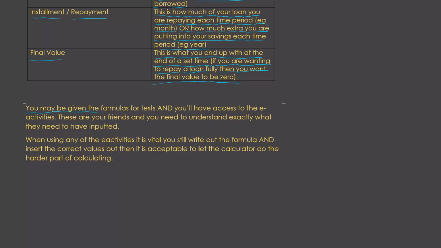You may be given the formulas for tests, and you'll have access to the Eactivities. This applies to my students. These are your friends, and you need to understand exactly what they need to have inputted in order to give you the right answers. When using any of the Eactivities, it is vital you still write out the formula and insert the correct values, but then it is acceptable to let the calculator do the harder part of calculating.